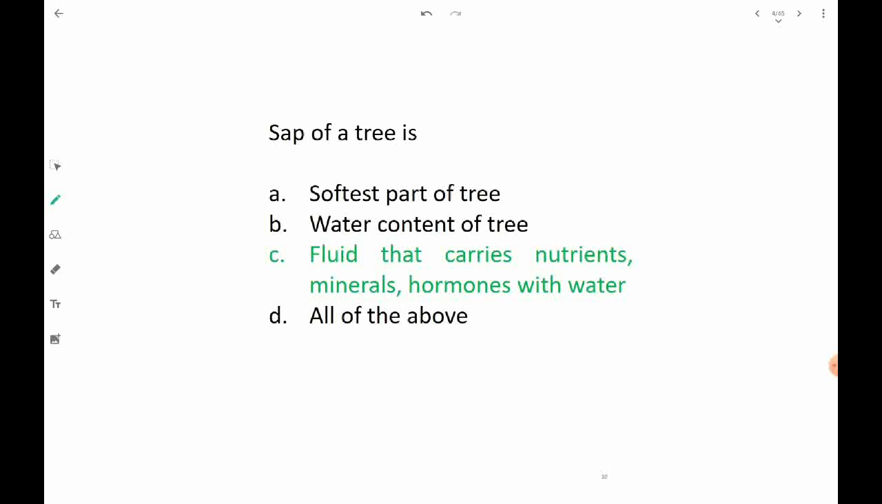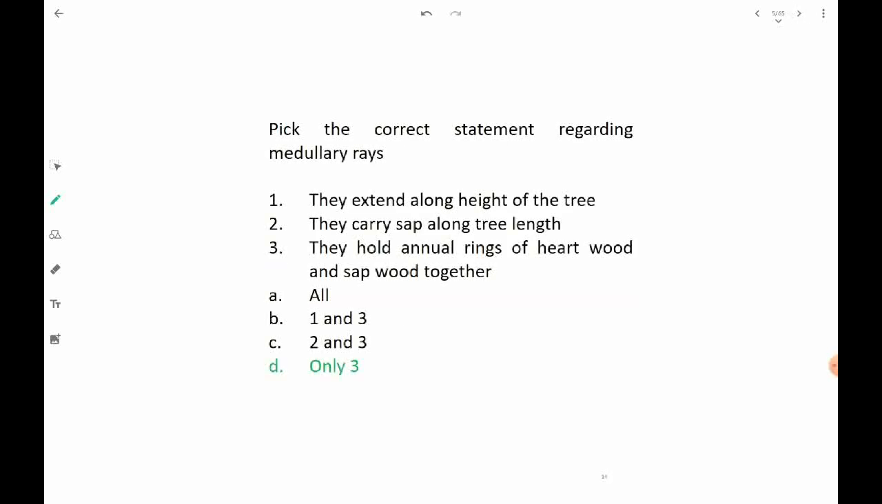Then, sap of a tree is the fluid that carries nutrients, minerals, hormones with water. We can compare the sap of a tree with human blood. It is the blood of the tree. Then, pick the correct statement regarding medullary rays.